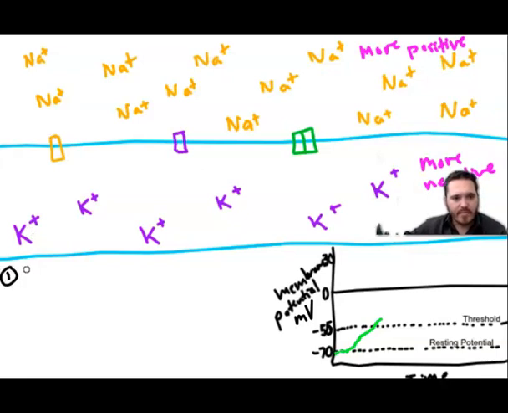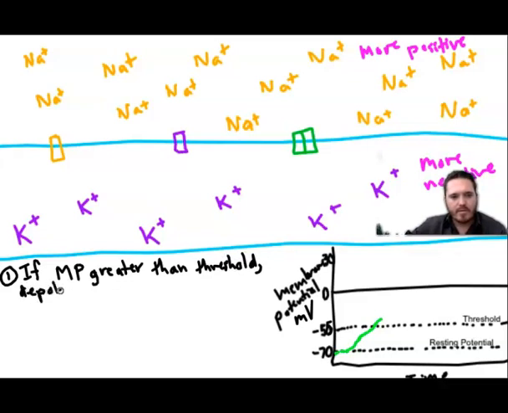Okay, so if membrane potential is greater than threshold, depolarization begins. Okay, and sodium channel opens.